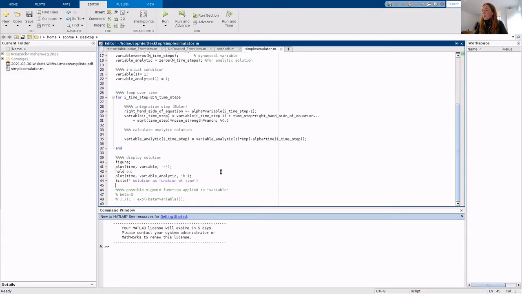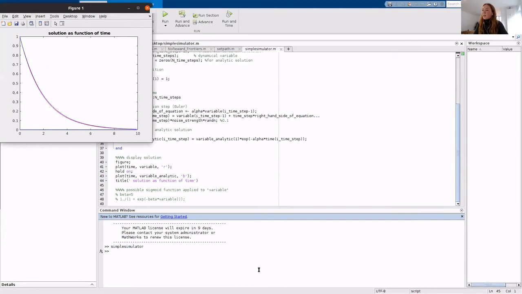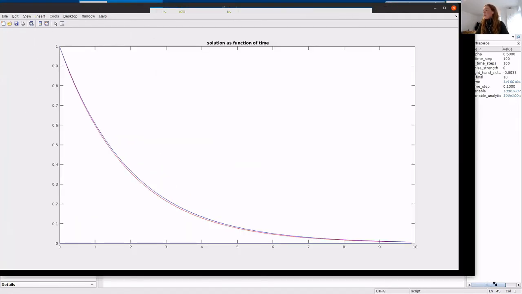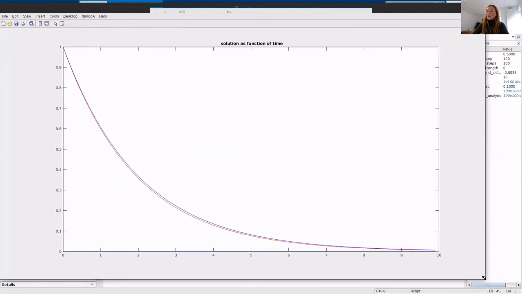And we can run this. Good, and it misses the legend. So the numeric solution is the red one and the analytic the blue one. And I make this larger. So this seems to be pretty good, right? We have our decaying exponential function, which is the blue one, and then there's some displacement for the red function, which is the numerical approximation.